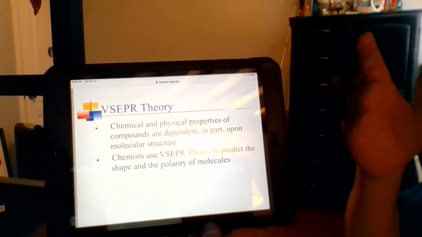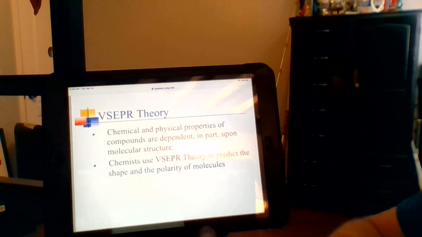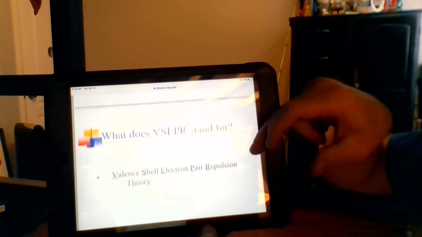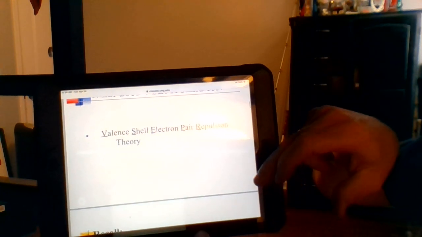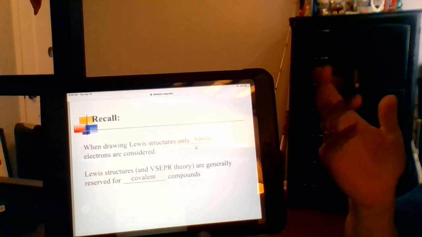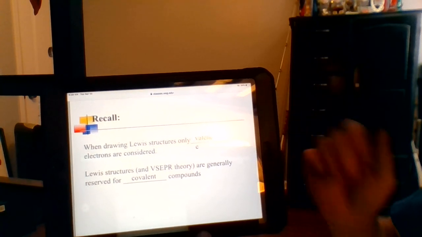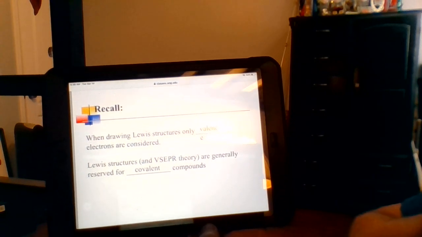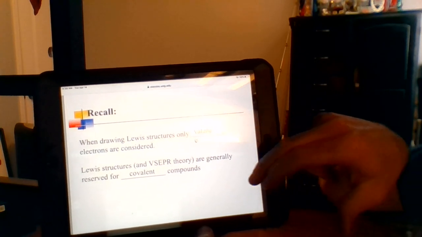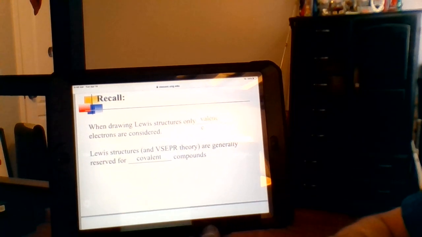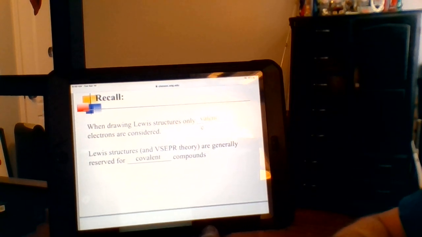I'm going to scroll through. General information: VSEPR is important for determining the properties of compounds. There's our acronym and what it stands for. When we draw Lewis dot structures, we are focused on valence electrons only, which are the ones in the highest shell. We kind of ignore all the core electrons because they are not involved in bonding. And when we do this, we're specifically looking at nonmetals forming covalent compounds or polyatomic ions.